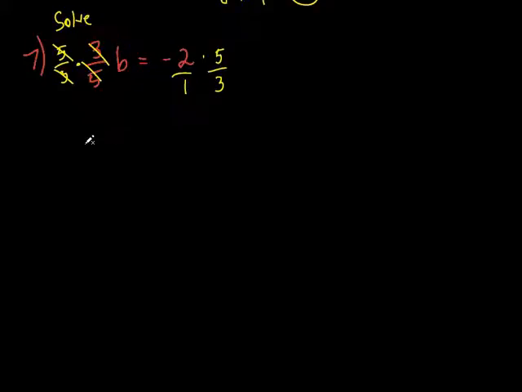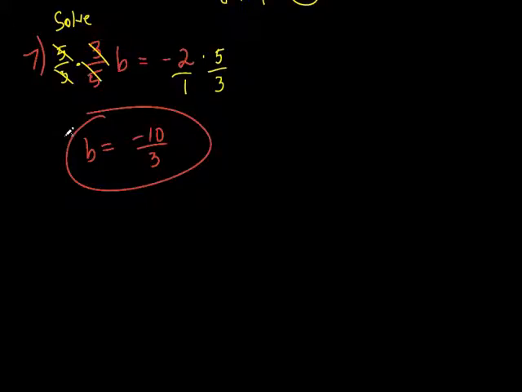Now we're left with b equals, and then we just work this thing out right here. Does 3 cancel out with anything up here? No, it doesn't. So nothing cancels out, so we just multiply straight across. Negative 2 times 5 is negative 10. Then 1 times 3 is 3, and just leave it like that. Don't change it to a decimal. Don't change it to a mixed number. Just keep it like that. You're finished. You're done. There's no more to do.